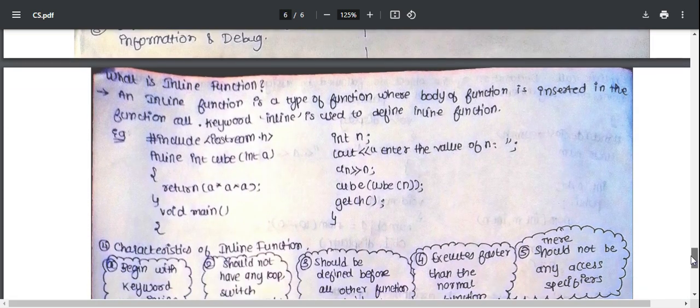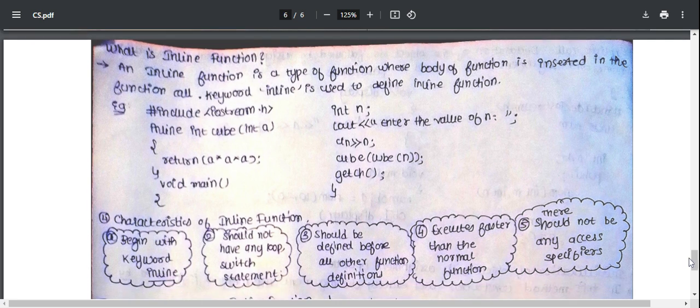Now coming to the next question, that is what is an inline function? An inline function is a type of function where the body of the function is inserted in the function call. So when we call a function, at that time only we are inserting the body of the function. Okay, we will see through an example. Now, the keyword inline is used to define the inline function.